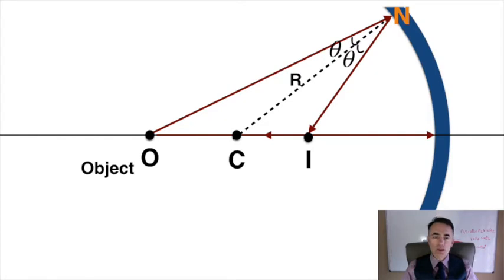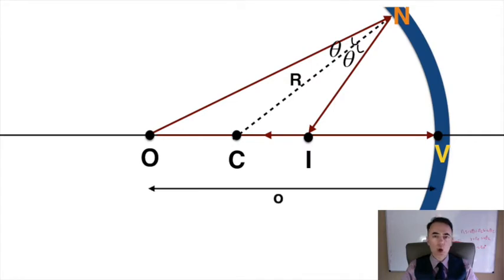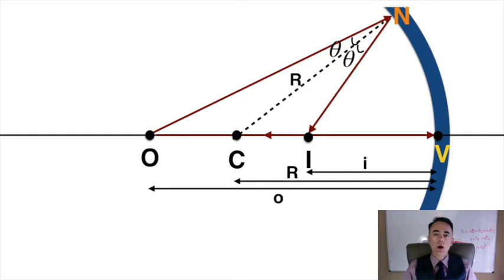Following the law of reflection, we know that these two angles are the same, theta. V is the vertex, which is the intersection between the axis and the mirror. O is the distance from the vertex to the object. I is the distance from the vertex to the image. R is the radius of curvature of the spherical lens, the distance from the vertex to the center C.